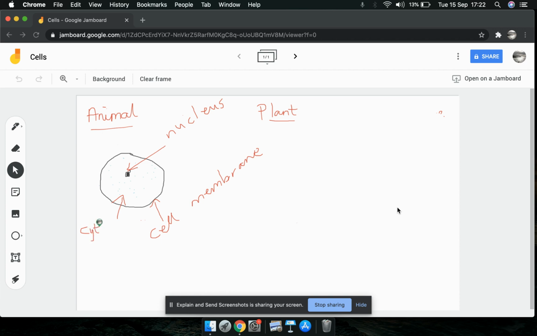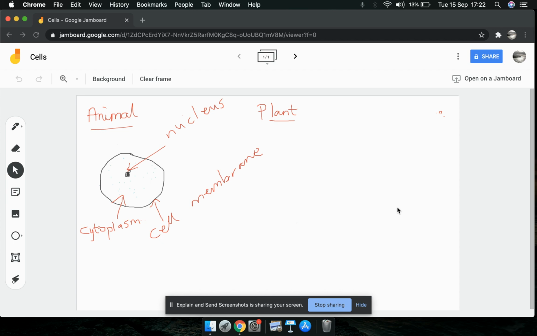Now the cytoplasm is just a liquid. What I want you to picture is water. So cytoplasm is made of about 90% water, and there's some dissolved substances inside there as well. Dissolved substances like, for example, sugars and oxygen, okay, that are necessary inside that cell.